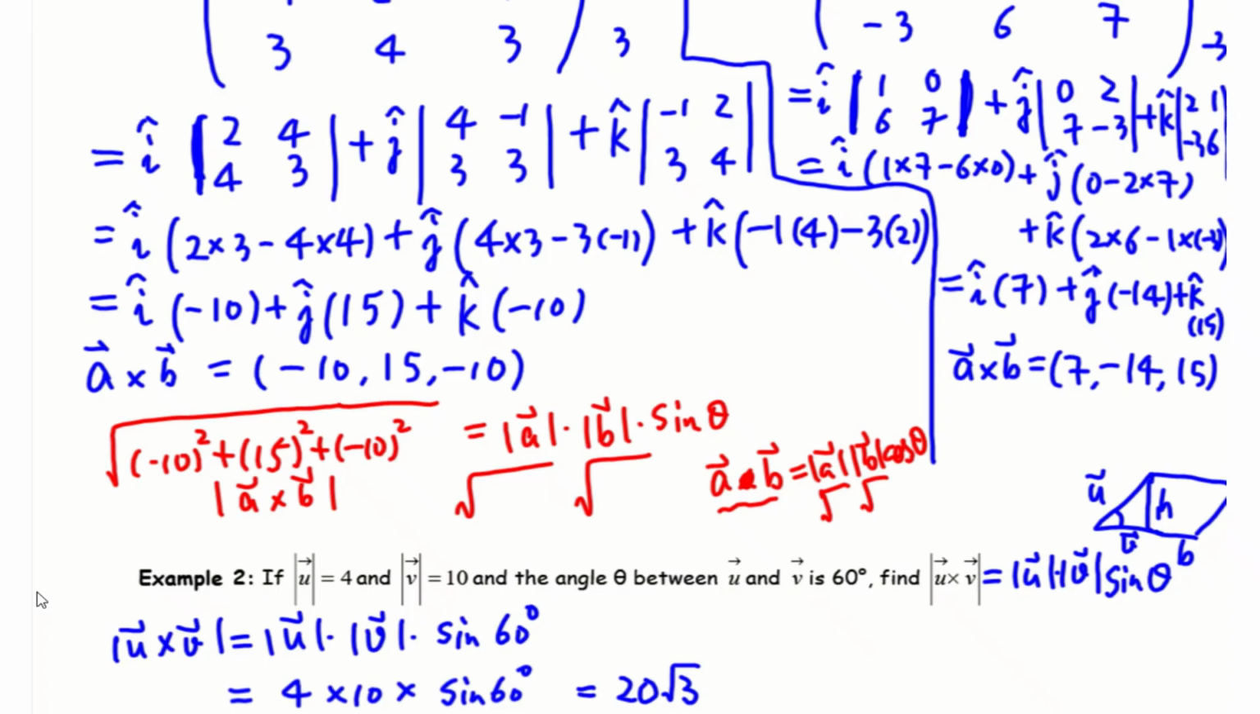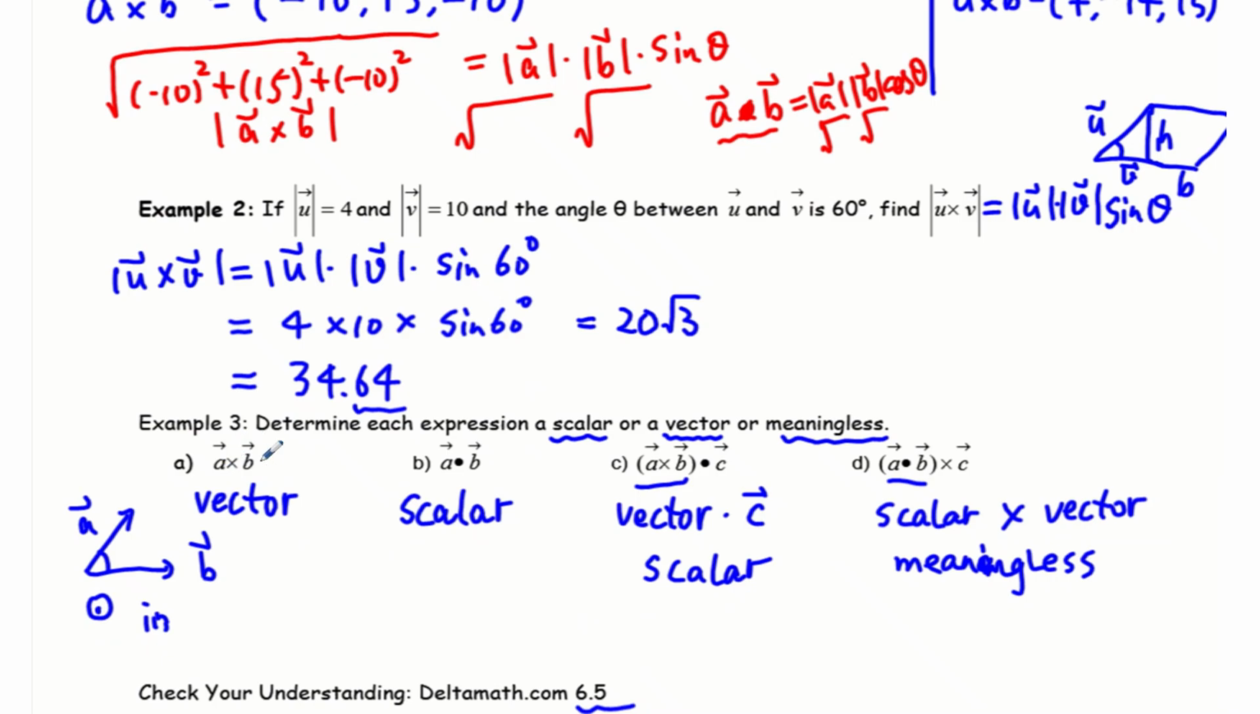Okay. And also we have gone through it: cross product, vector; dot product, scalar; and cross again times a vector will give you a scalar. If it's a scalar, cross times a vector is meaningless. We don't have such a thing in our calculation.